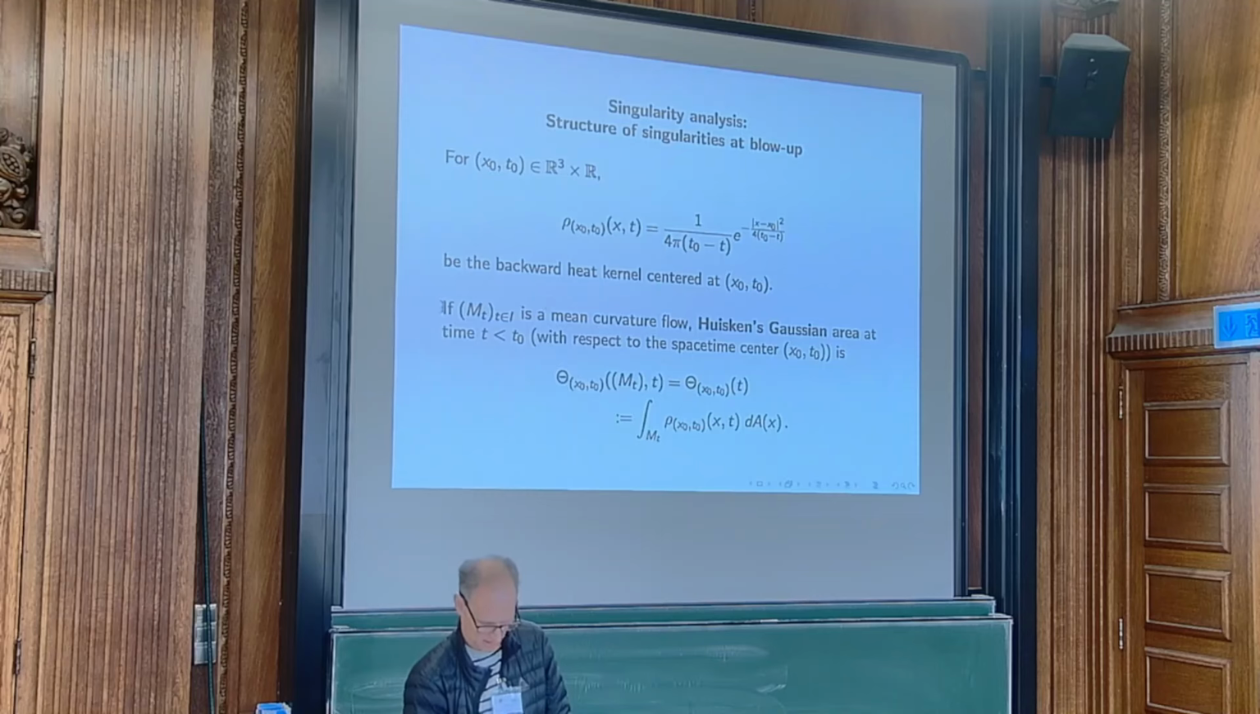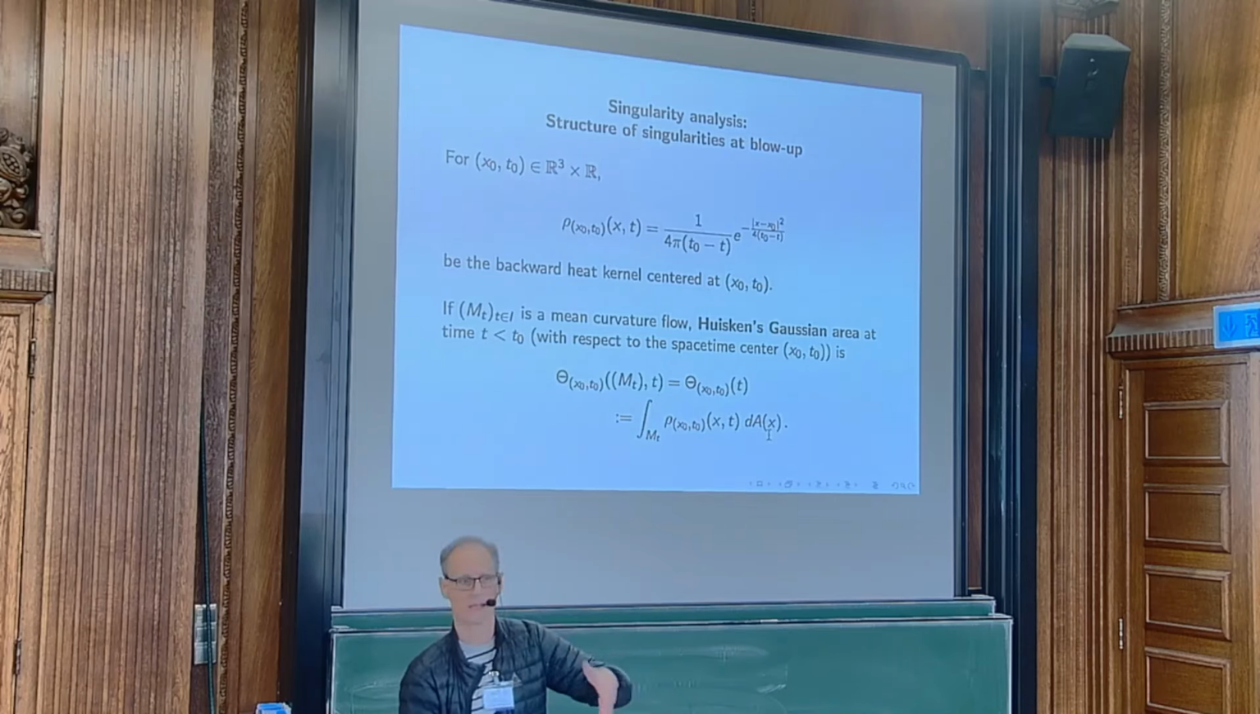Okay. So now take a mean curvature flow, M_t, and Huisken defines the Gaussian area of that flow at some time t, little t less than t0, as follows. You look at the surface at time t, and you look at this kernel at time t, and you integrate that over the surface with respect to area measure. So we're just taking the weighted surface area at time t, where this kernel depends upon t, and we'll call that theta with the space-time center at x0, t0 at time t.